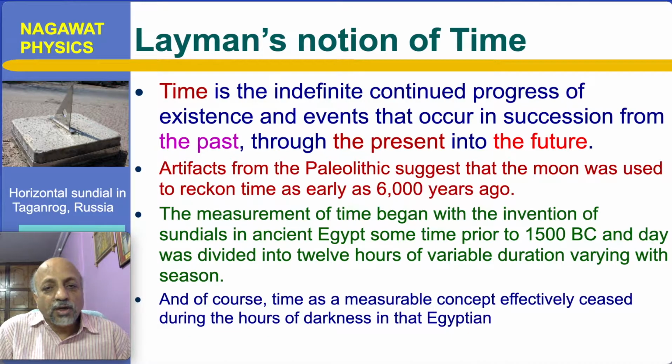I would like to point out that artifacts from the Paleolithic suggest that the moon was used to reckon time as early as 6,000 years ago. So it's not a new concept or notion; it has been known to humanity for long. But what is the scientific meaning of time and whether we have a final answer or not, we will be able to understand much better even after the conclusion of the series.